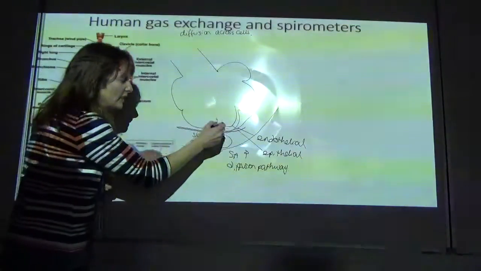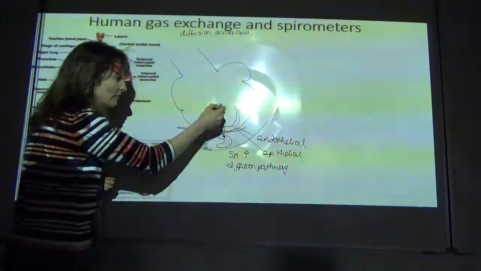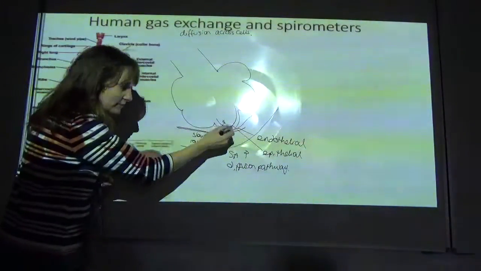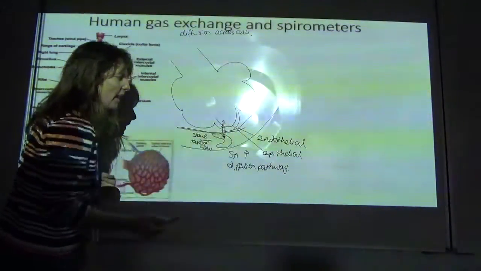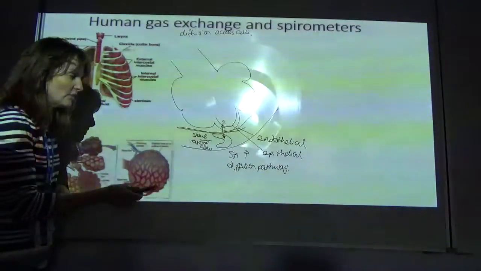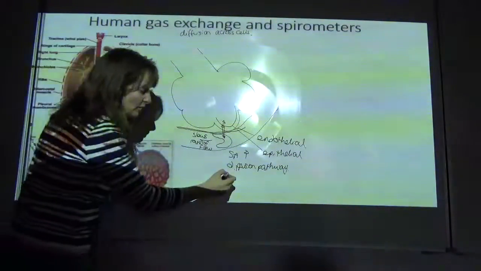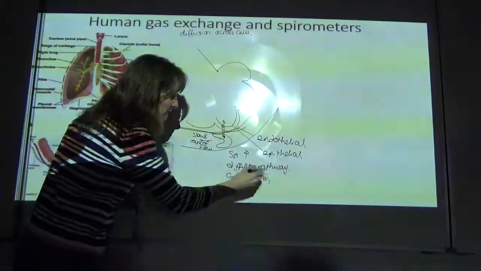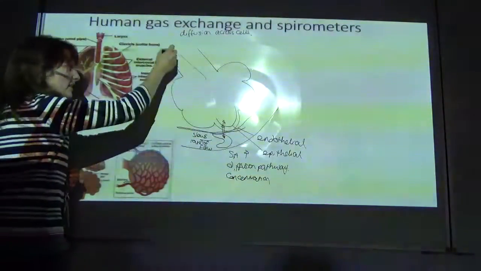And so we have a really short diffusion pathway from the inside of the alveolus into the red blood cell. It is only 2 cells thin, and those cells are really, really thin. So that's a really short diffusion pathway. And then the final thing is the concentration gradient. The concentration gradient is maintained because of ventilation.